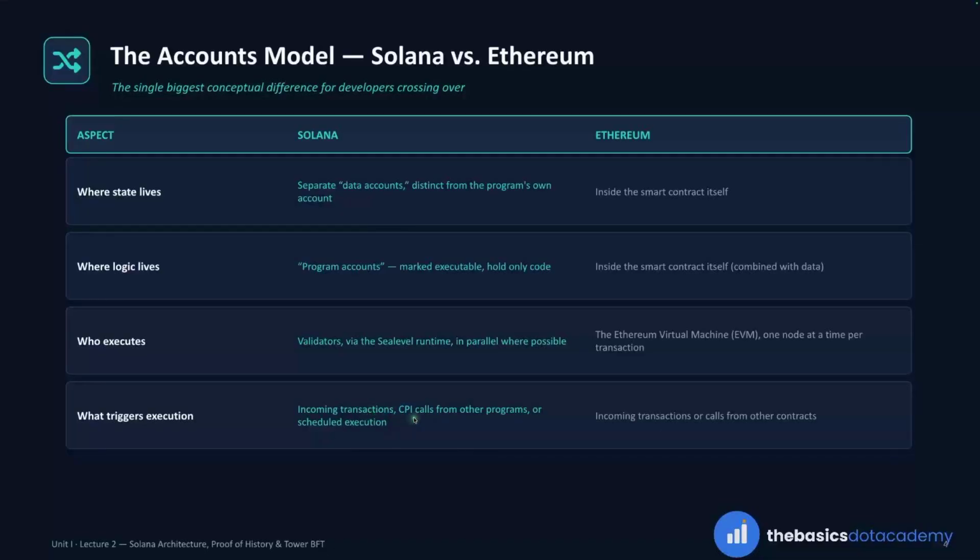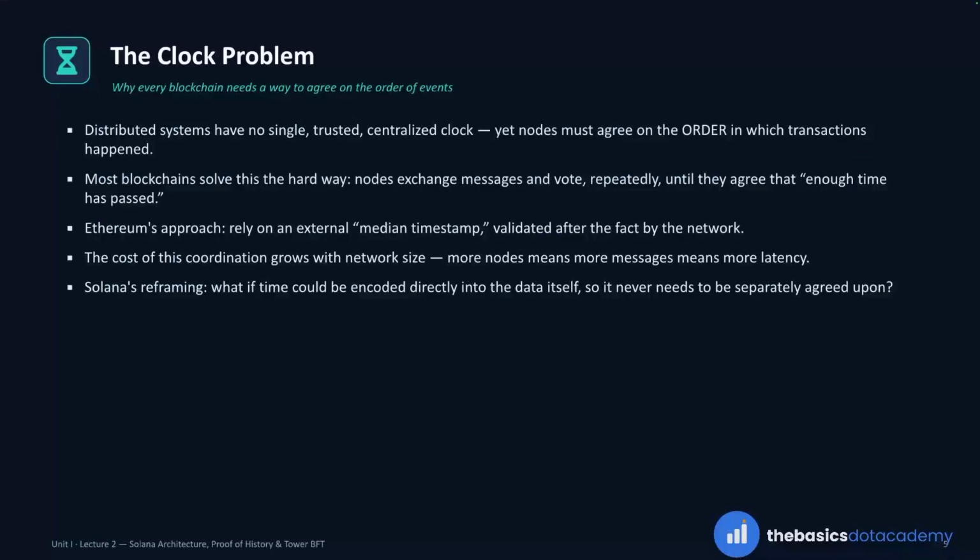At last, what triggers execution? On Solana, the execution can be triggered by incoming transactions, CPI calls from other programs, where CPI is cross-program invocation, or scheduled execution. In the case of Ethereum, it is incoming transactions or calls from other contracts. On Ethereum, the state and data live inside the same smart contract. Whereas on Solana, you have separate data accounts and program accounts.